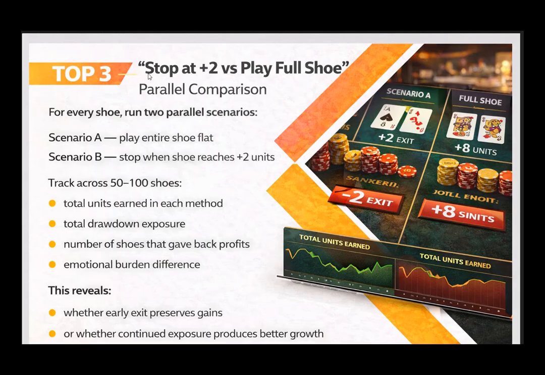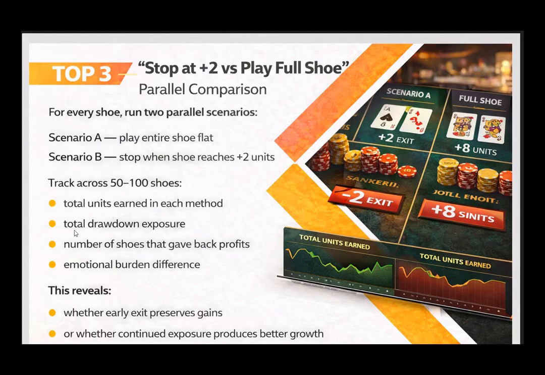Number 3: stop at 2+ versus play full shoe. Now, this goes back a little to what we were talking about in the other video. Less is more. Even though, again, that doesn't mean you stop at 2 units. It means that you discover what you are capable of. But you can do metrics. You can say, how often am I able to get 1, 2, 3, 4, 5 units before I take a hit? And if I took a hit after 2 units, how low did I go? If I took a hit after I made 1 unit, how low did it go? If I take a hit after 3 units, how low does it go on average? Track across 50 to 100 shoes.